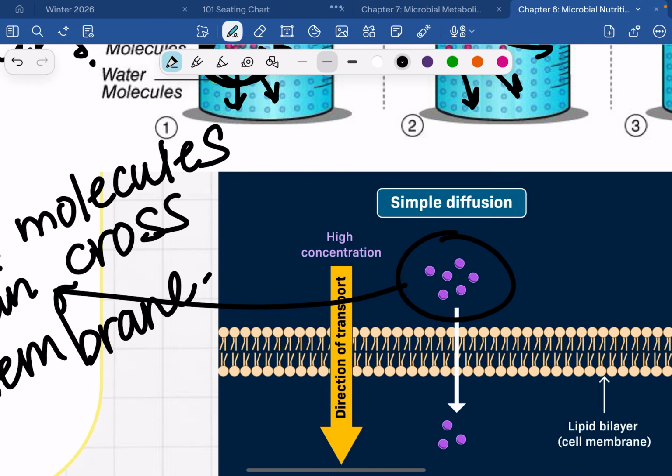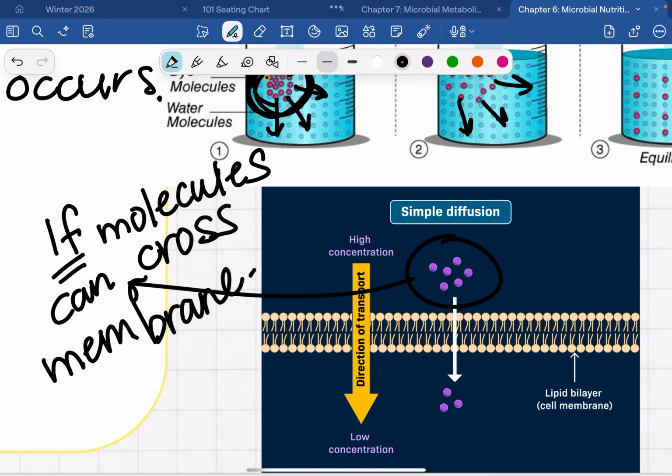But if a molecule is capable of crossing a membrane, so say that this is a molecule of sodium, it will move across the membrane naturally from high concentration to low concentration. Okay, so you can see over here it's got 1, 2, 3, 4, 5, 6 molecules, and over here there's only 3. So these molecules will naturally flow across the plasma membrane to the inside of a cell. This is the inside. This is the outside.